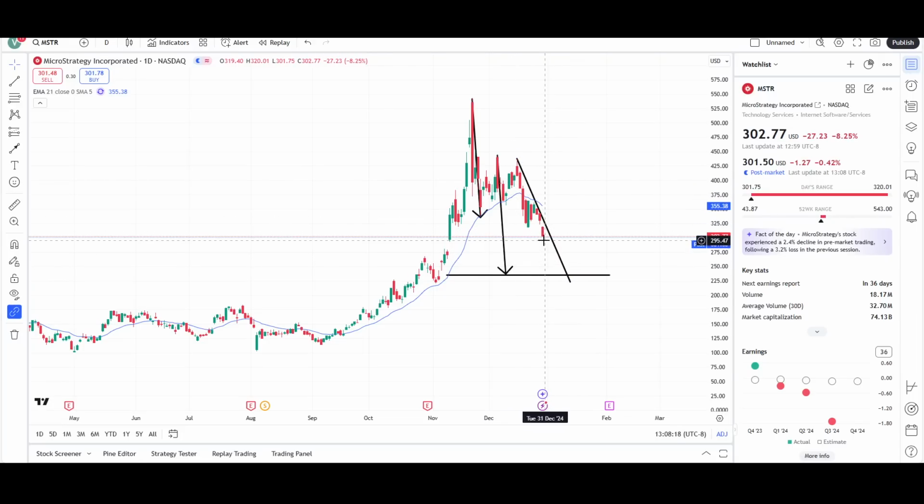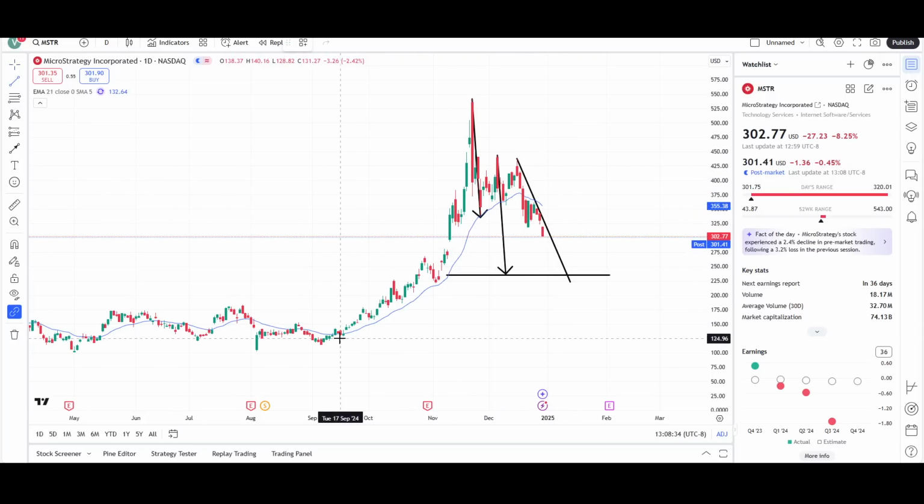Is it guaranteed to reach these targets? The gap fill at the 276 and then the measurement target at the 237 is not guaranteed, but those are the targets in play because price is headed down lower. So overall, I'm expecting lower prices for MicroStrategy.